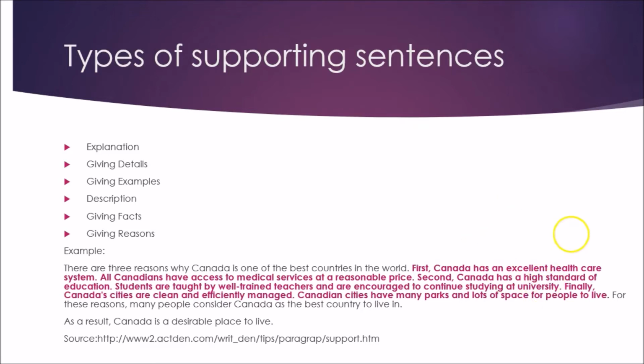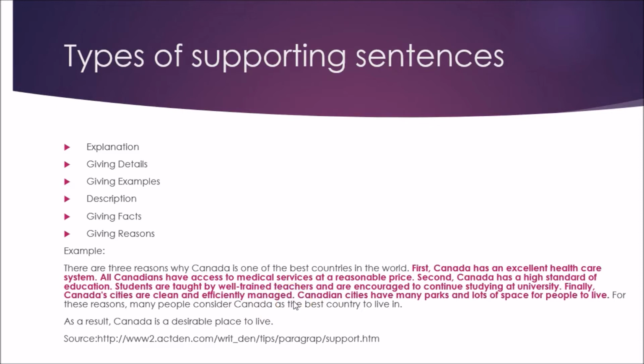The third example was started with finally, to signal that this is the last reason. Finally, Canada's cities are clean and efficiently managed. Okay, what do you mean by efficiently managed? I understand clean, but I don't understand efficiently managed. So here, this sentence explains the previous one. Canadian cities have many parks and lots of space for people to live. So this explains the meaning of efficiently managed.